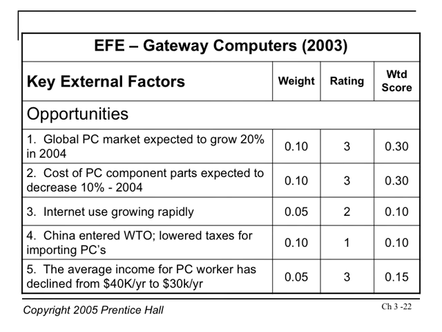The global PC market is expected to grow 20% in 2014 when this case was done. It is given a 0.10. It is also saying that number 2 is equally important: the cost of PC component parts is expected to decrease. So once the component parts are expected to decrease, what are the implications for customers? The price is likely to be better for you, because the component parts are going down, and the manufacturers should be able to produce a cheaper PC, right?